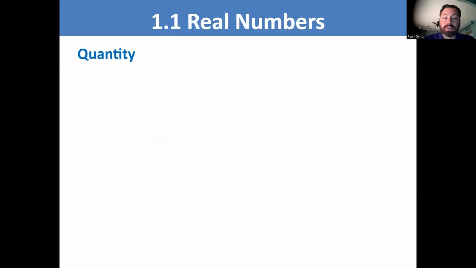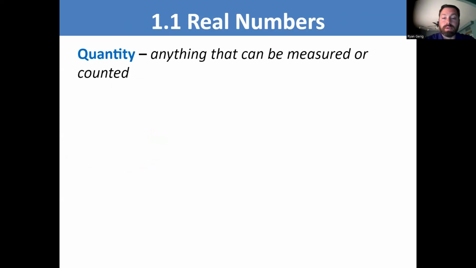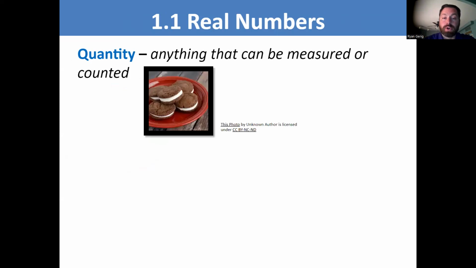So with this lesson, there's a lot of vocabulary that we're going to get started with. The first word that we're going to look at is quantity. What is a quantity? Well, a quantity is anything that can be measured or counted. I gave you an example here with a number of cookies on a plate. So if you look at that picture, you see that there's 1, 2, 3, 4, 5. That is a quantity of cookies.